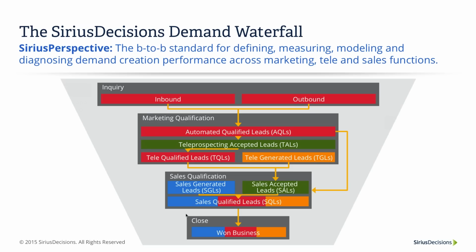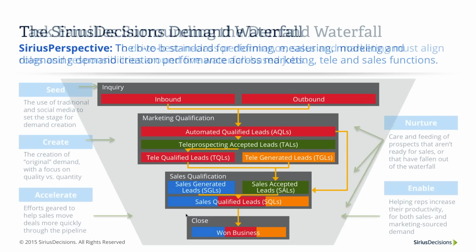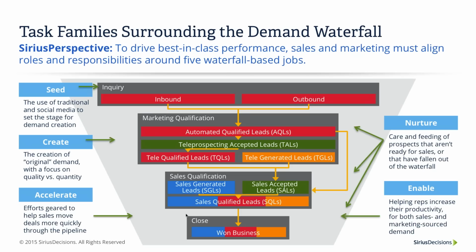Now, to try and relate this waterfall perhaps to the day-to-day activities that you see within your marketing team, we map what we call the 5 waterfall-based marketing jobs onto this demand waterfall in this slide. Let's start with seed. So as I said, seed is where you use things like social media or advertising or PR in order to seed that awareness and that understanding of your company so that hopefully you're bringing people to you. And that would create things that come in at the top of the funnel through the inquiry phase.